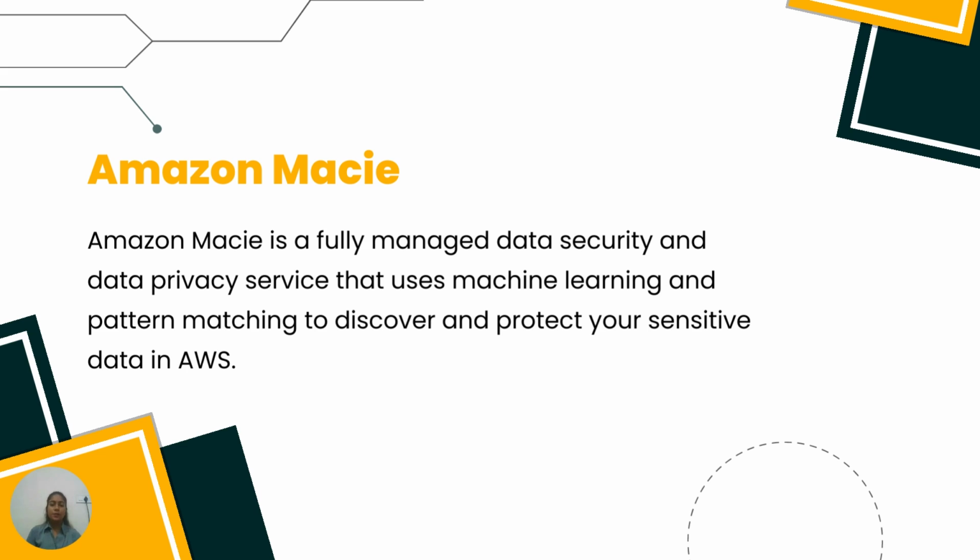Amazon Macie. Amazon Macie is a fully managed data security and data privacy service that uses machine learning and pattern matching to discover and protect your sensitive data in AWS. As organizations manage growing volumes of data, identifying and protecting their sensitive data at scale can become increasingly complex, expensive, and time consuming. Amazon Macie automates the discovery of sensitive data at scale and lowers the cost of protecting your data.